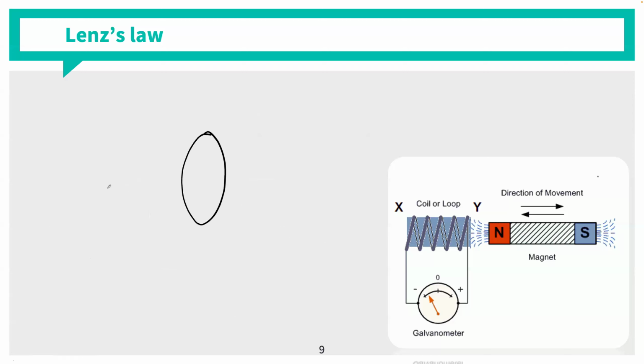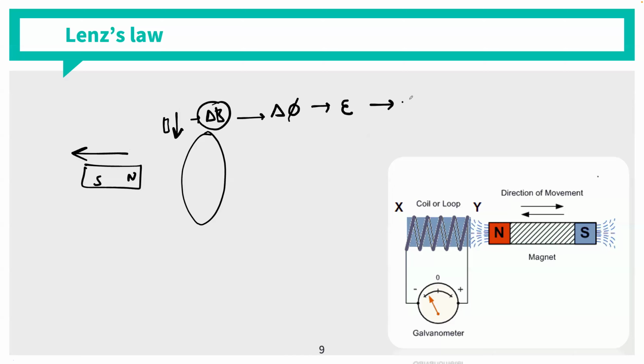What if the magnet is going away? Means, what if the magnet is taken away? Then again, because the magnet is taken away, the B this time is reducing. That means there's a change in the value of field strength. That will lead to a change in flux. That will lead to EMF being induced in the coil. That will lead to the flow of current in the coil. The flow of current in the coil will be in such a way that it will oppose the cause.